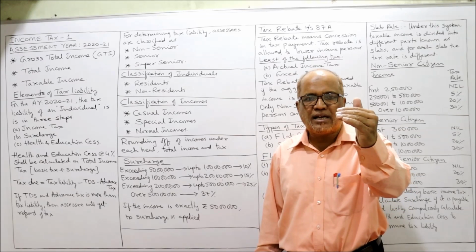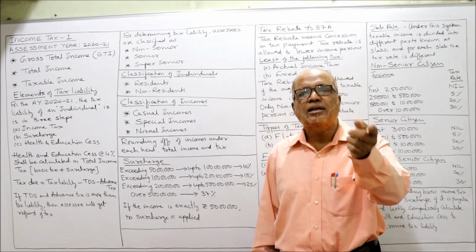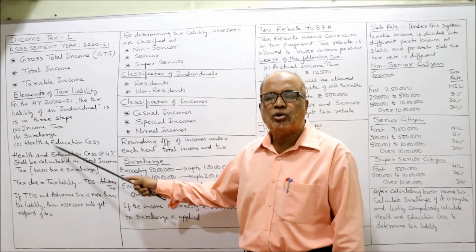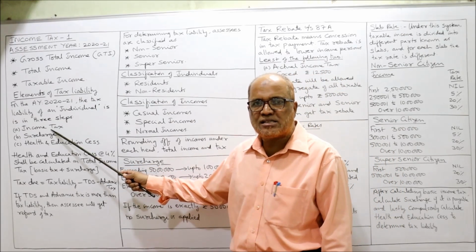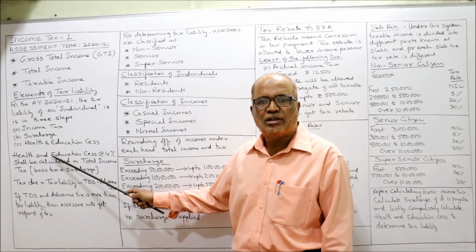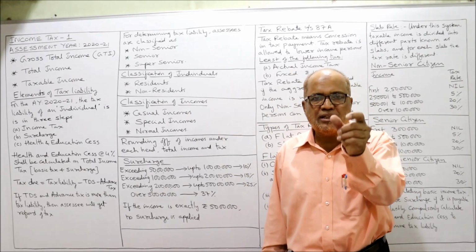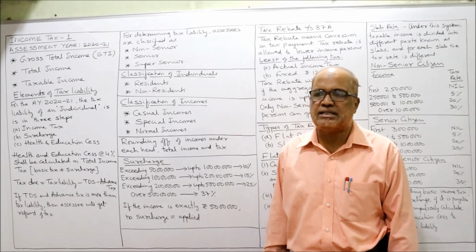So, to basic income tax, add the surcharge. To the total, you have to add the health and education cess. The 3 elements in the tax liability are: first, basic income tax; secondly, surcharge; thirdly, health and education cess. After computing and totaling the 3, we'll get the tax liability.